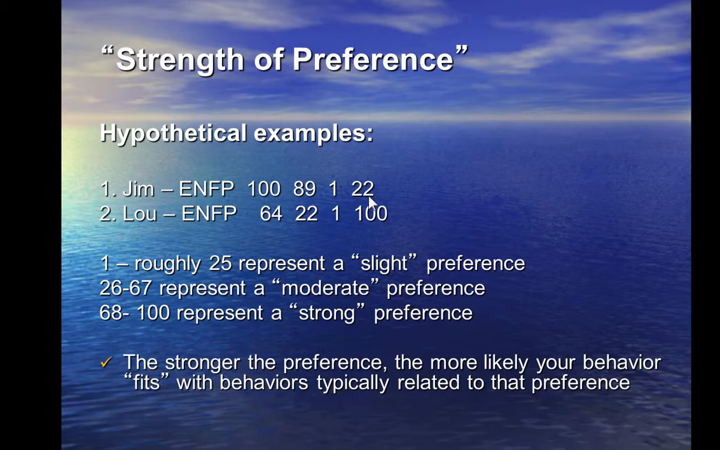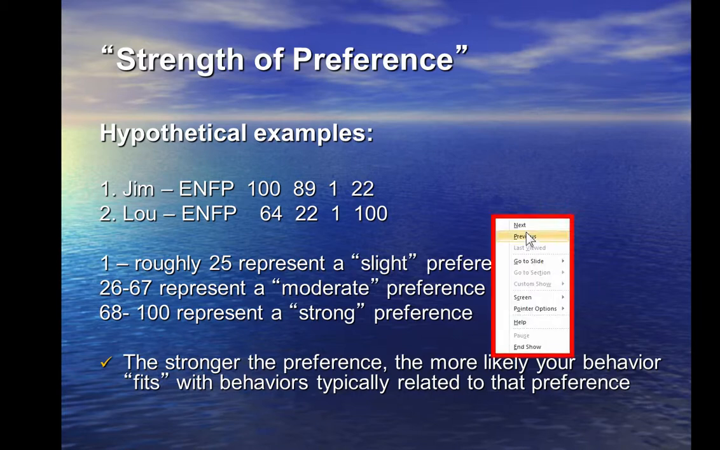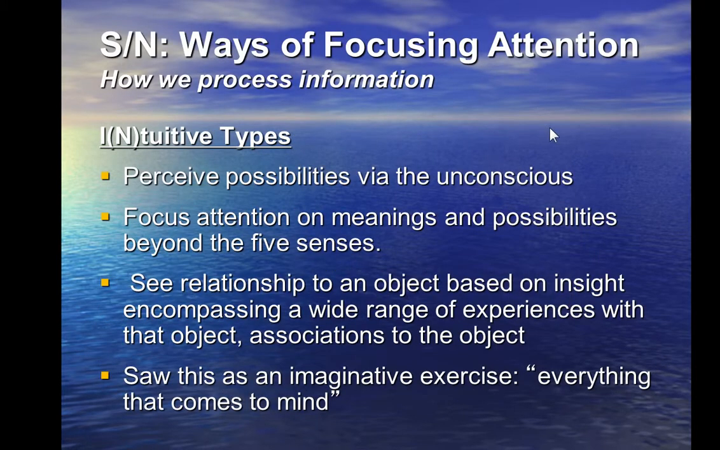Okay, now in terms of the sensing and intuitive dimension, this is how we process information. Intuitive types, when they are in touch with something or information, look at possibilities via the unconscious. So they're not processing that in a conscious way, but rather they go off on tangents based on the object at hand and perceive possibilities associated with it.